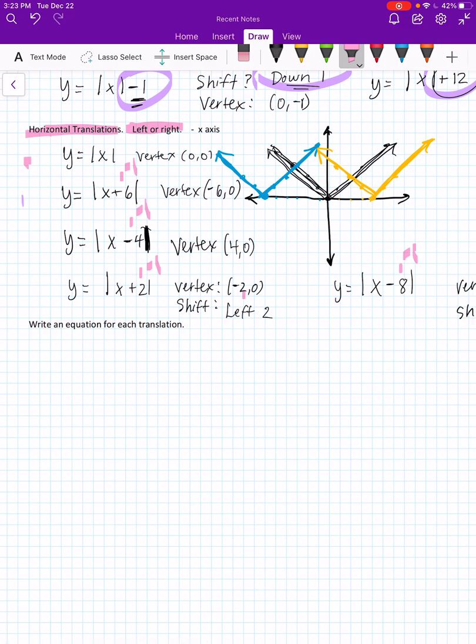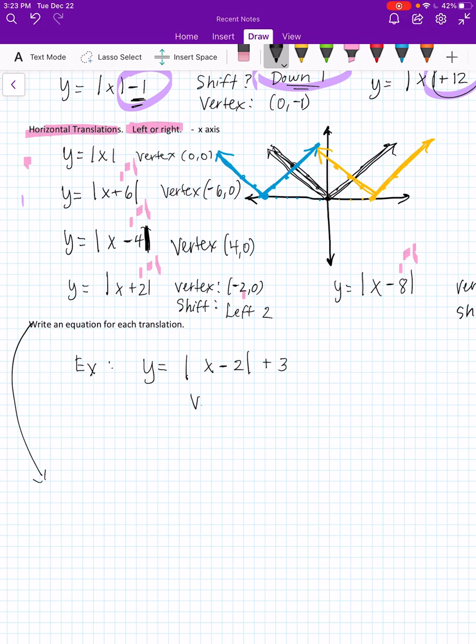But what if I did something like this? So what if I had this example? So kind of continuing on, and we'll put this down here. So what if I had this? Y equals absolute value of x minus 2 and then plus 3. Oh boy. Now I have an outside and I have an inside.